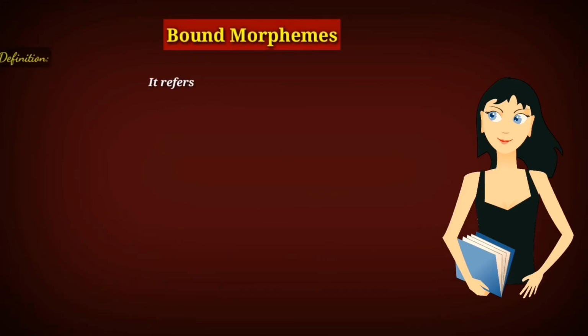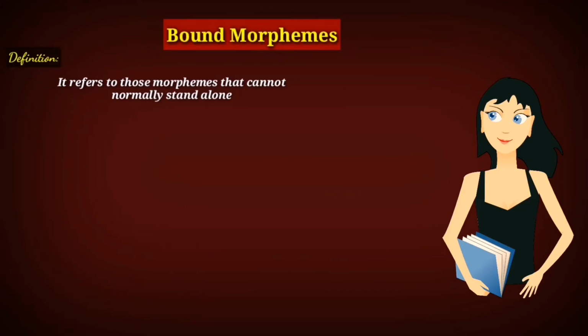Bound morphemes. It refers to those morphemes that cannot normally stand alone and are typically attached to another form. What does it mean? It means simply that it is the opposite of a free morpheme, because a free morpheme can stand alone by itself, but a bound morpheme cannot stand alone by itself because it is bound, or you can say because it needs another free morpheme to be attached with it.